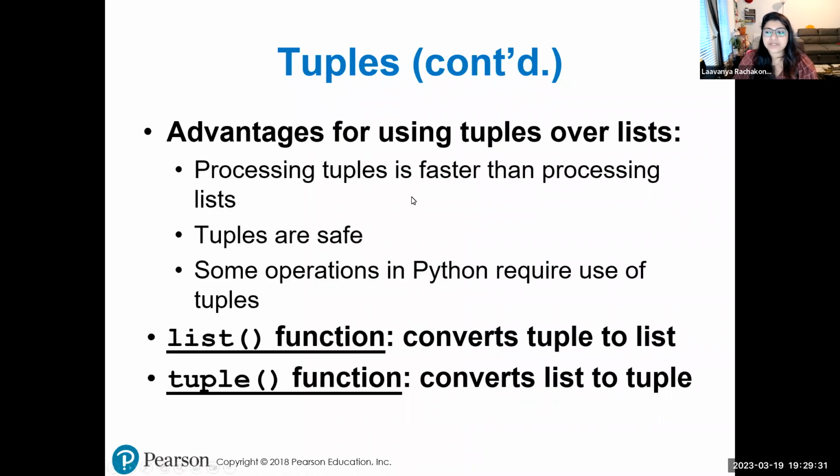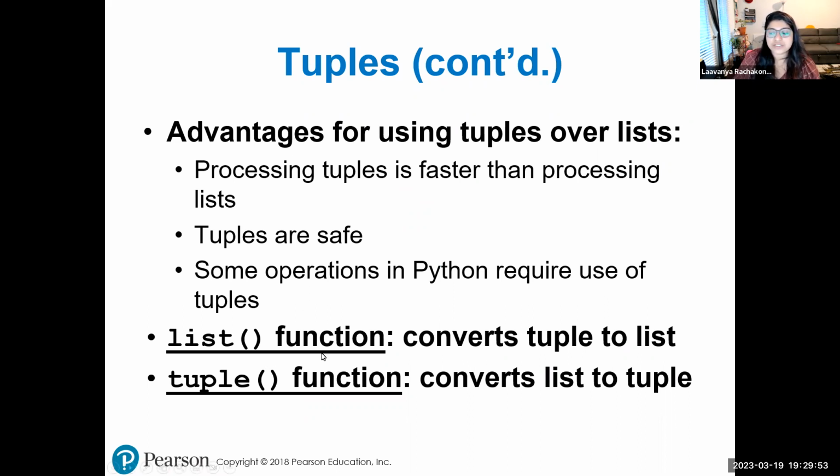So the basic advantages of using tuples over lists: processing is faster than processing lists. Tuples are safe, so even by mistake, no one can change the contents of your sequences. Some operations in Python require the use of tuples, so they require the standard usage of tuples. That is also one of the reasons why it is important.